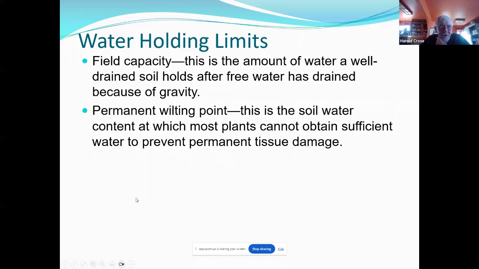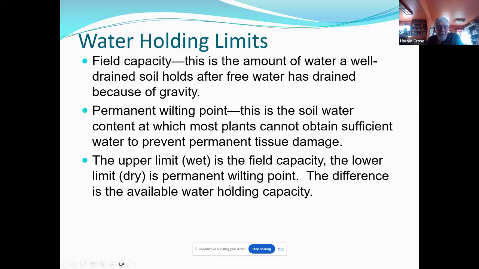And then on the other end of the spectrum is what's called the permanent wilting point. This is a soil water content at which most plants cannot obtain sufficient water to prevent permanent tissue damage. Basically, what this is saying, the water being held to the soil is held tighter than the plant's ability to draw that water off. And so if you get to this point, you've pretty much damaged your crop.